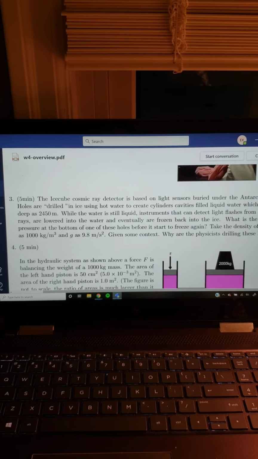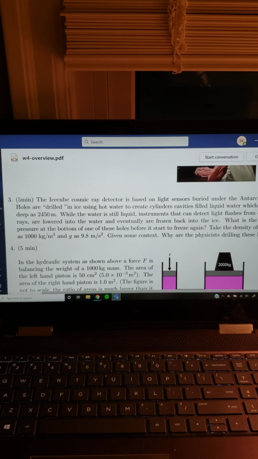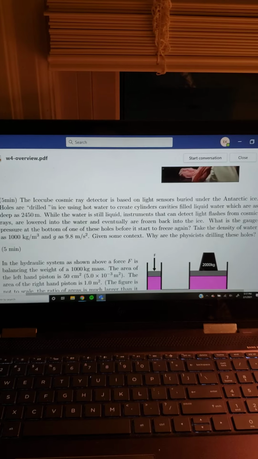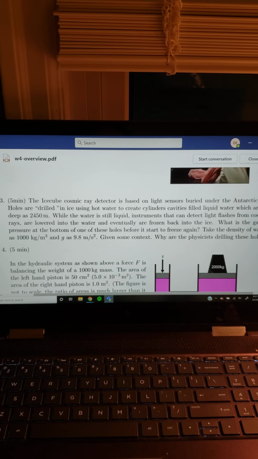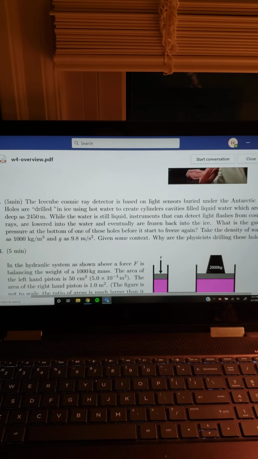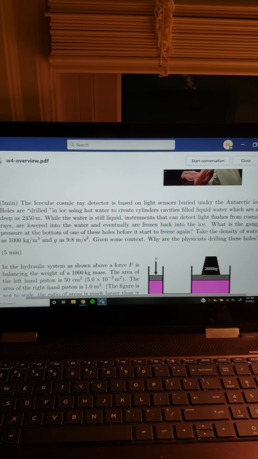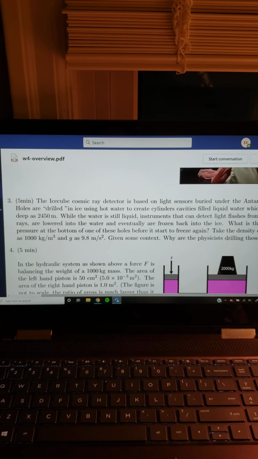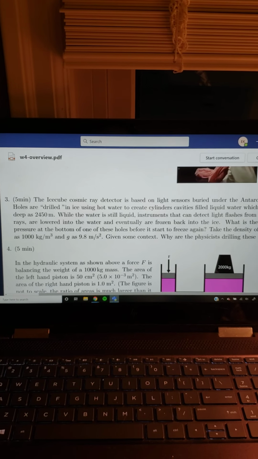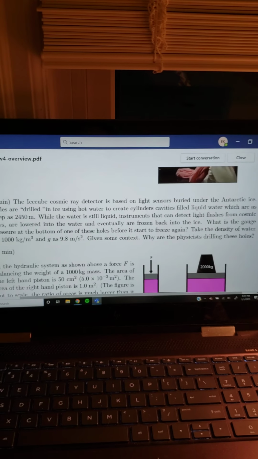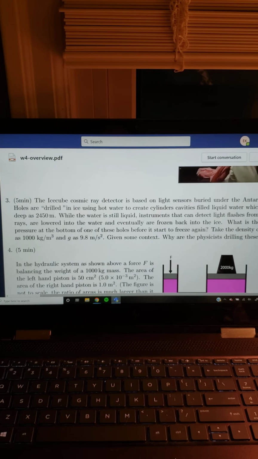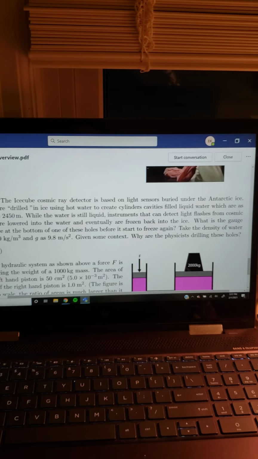Problem number 3 states, the IceCube cosmic ray detector is based on light sensors buried under the Antarctic ice. Holes are drilled in the ice using hot water to create cylinder cavities filled with liquid water, which are as deep as 2,450 meters. While the water is still liquid, instruments that can detect light flashes from cosmic rays are lowered into the water and eventually frozen back into the ice.